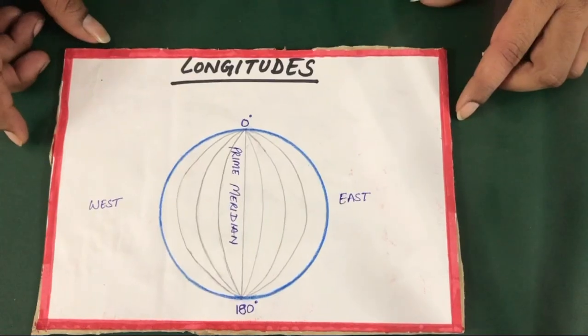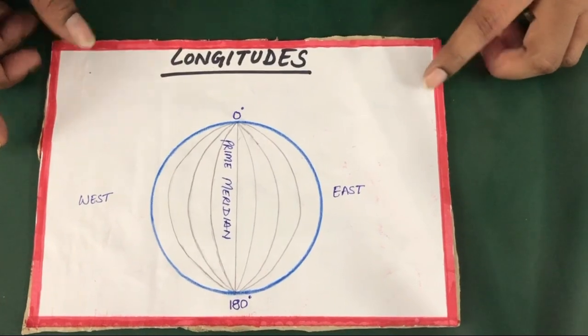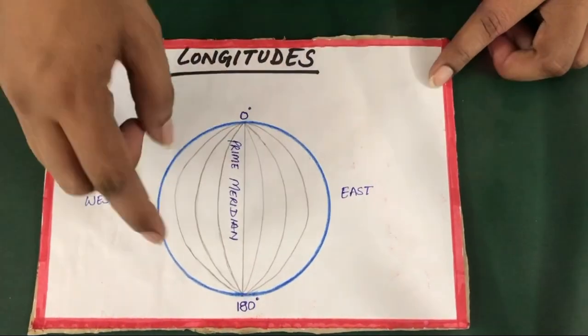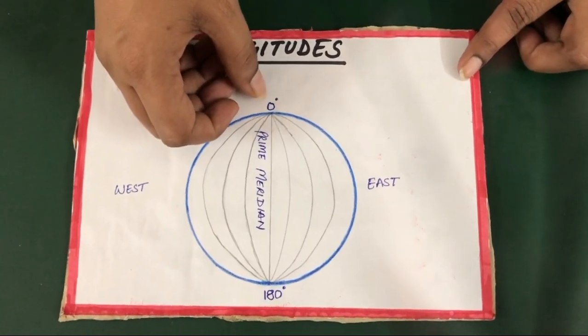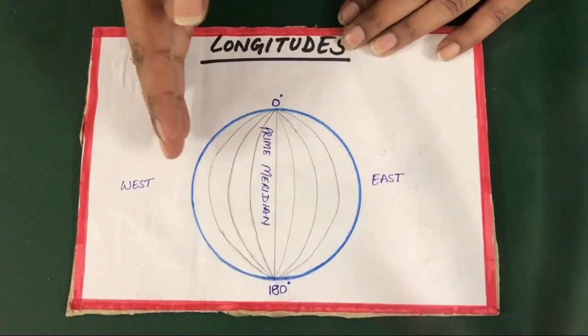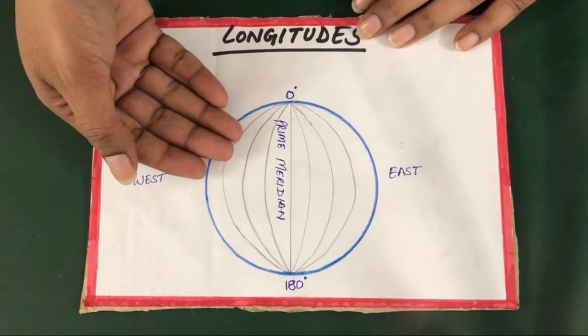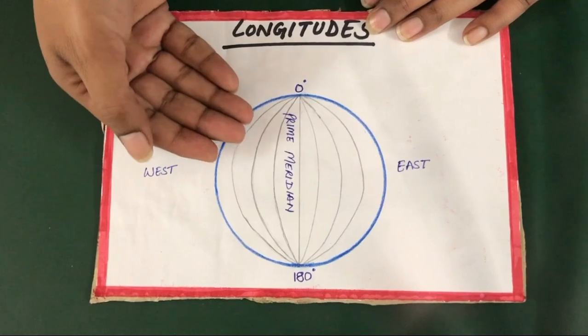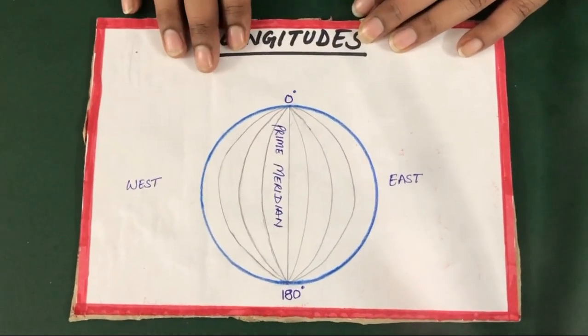After that, next is longitudes. There are 360 longitudes, 180 on the eastern side and 180 on the western side. And the line which divides the whole world in 2 equal parts is the prime meridian line, which falls at Greenwich, City of London.